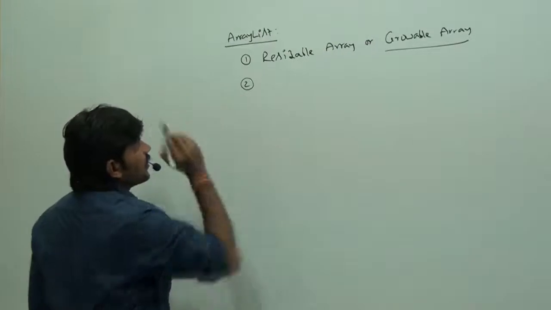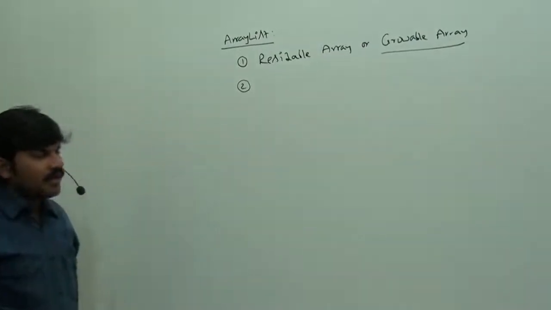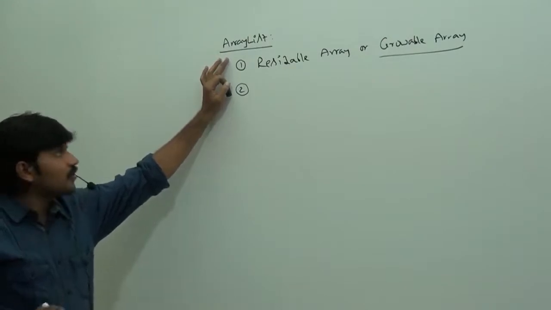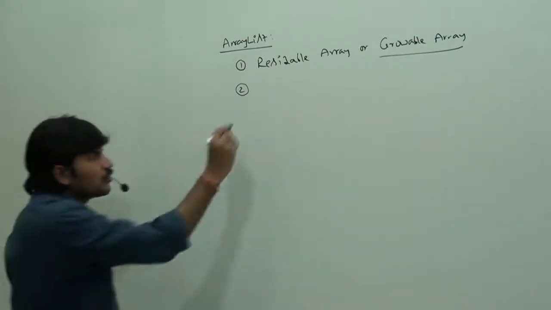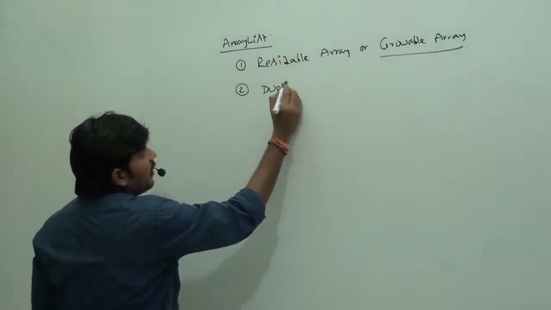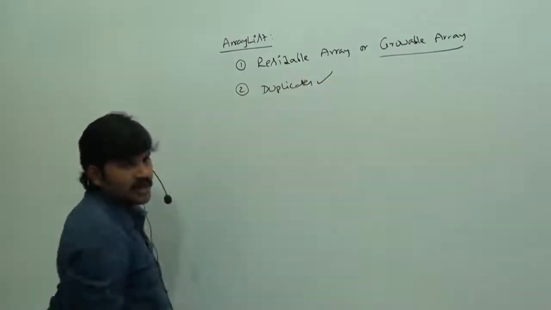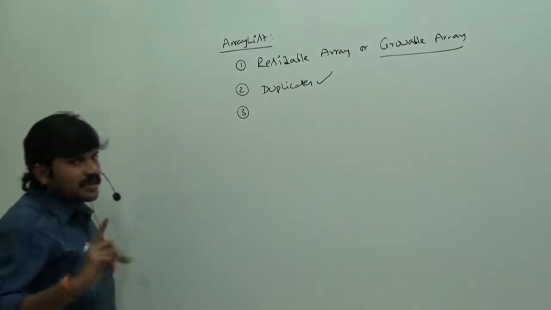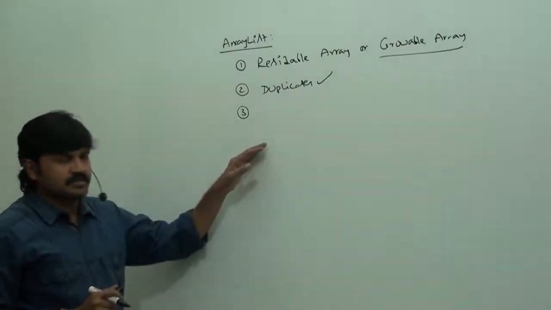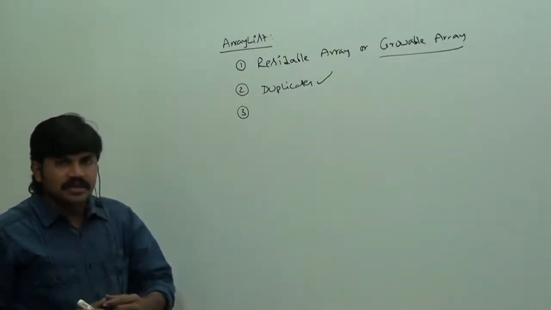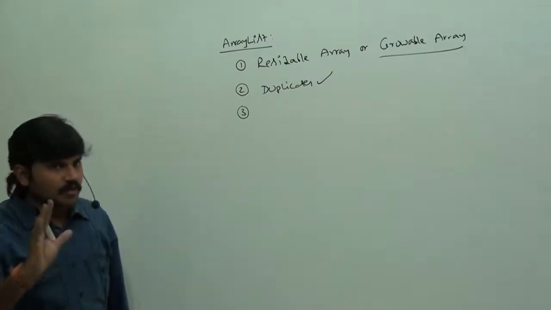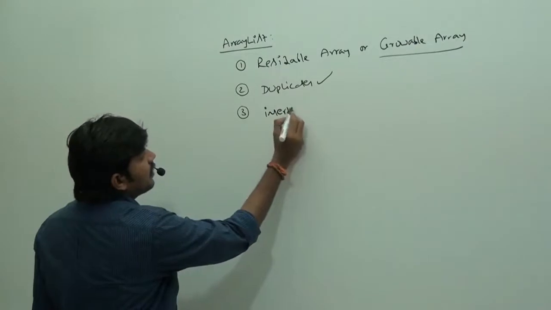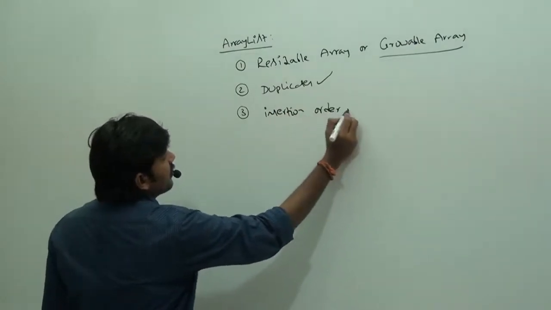Now the second point, can you tell if duplicates are allowed or not? Duplicates are allowed because ArrayList is under list. Third one, is insertion order preserved or not? Yes. In whichever order we inserted, in the same order only the objects will be stored internally. That's why insertion order is preserved.